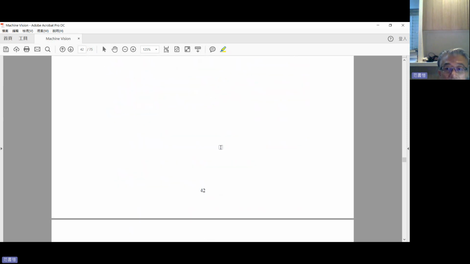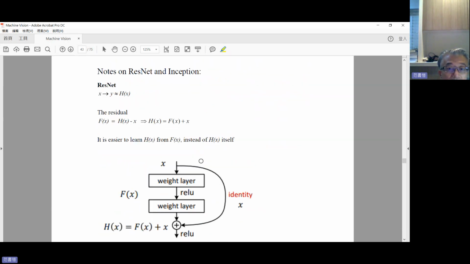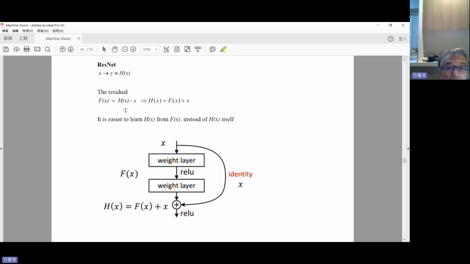So there's some additional information for residual nets. This is the residual, sometimes this f of x. We would not directly tackle the h of x itself. Then we just estimate the f of x. Then we use f of x to compute the residual of the h of x minus x.